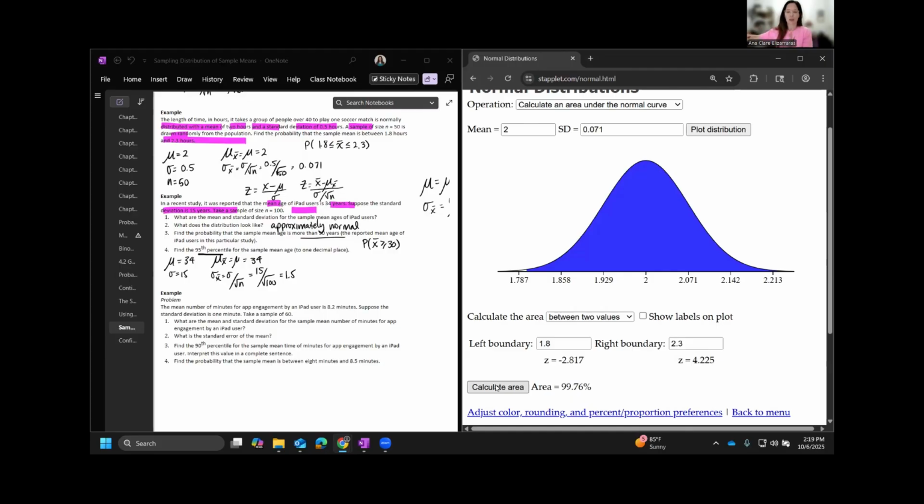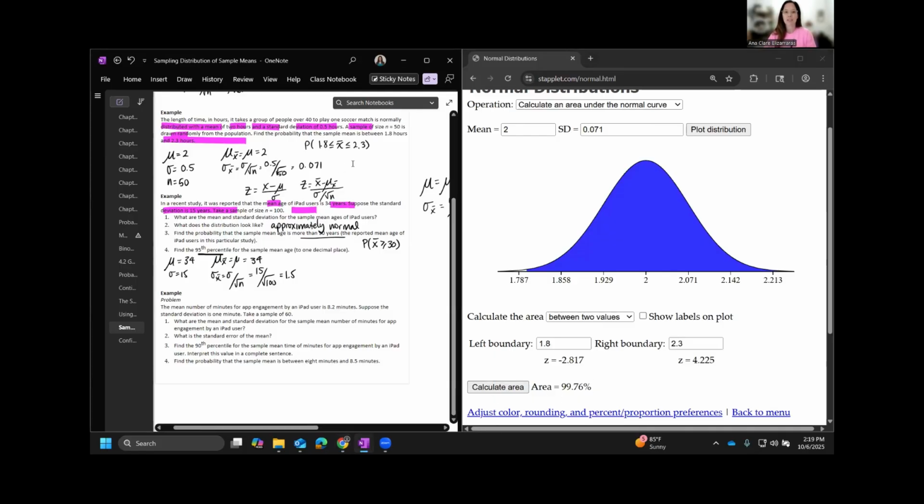So you're way above. So that's very, very likely that this game is going to be finished between those two times. The probability was 99.76%, or 0.9976. So how I would answer this in context is I would say the probability that the sample mean is between 1.8 hours and 2.3 hours for the group of 40 to play the soccer match is 99.76%. So super, super likely.